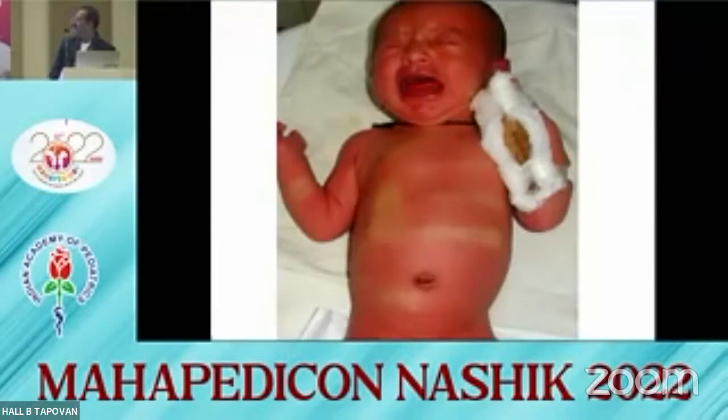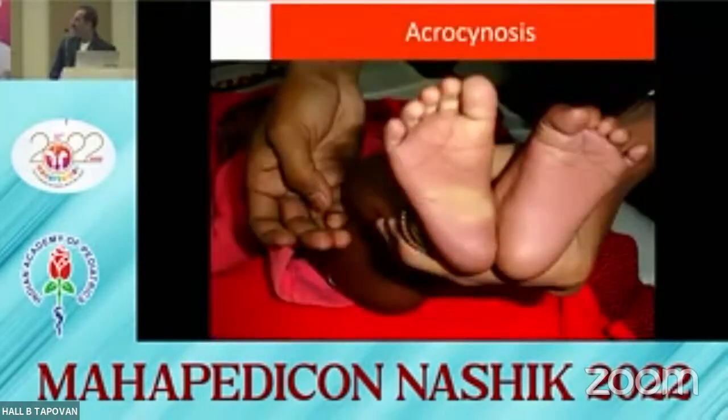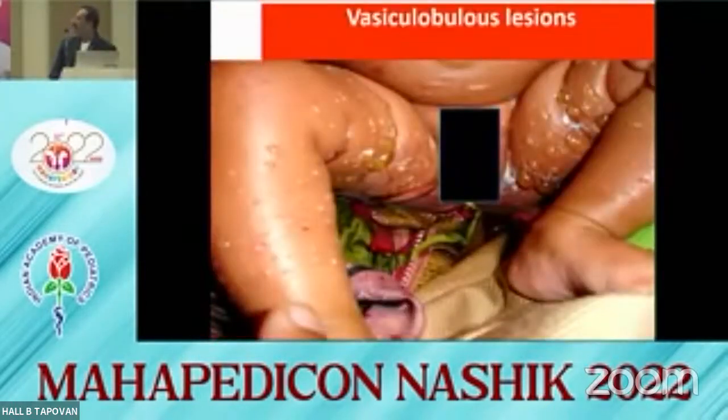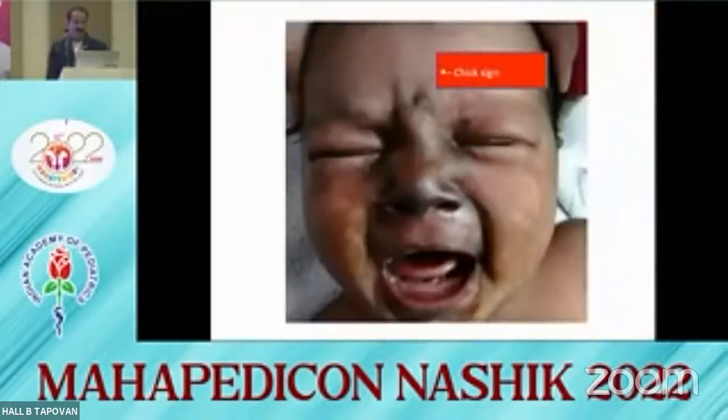This is another newborn baby with flushing. Then acrocyanosis, blisters, which can come anywhere on the body. And this is a post-infection hyperpigmentation. This is called a chick sign. Seen in adults also and seen in the pediatric age group also. Even on the face, this is called a chick sign. We may get pigmentation on the legs also.